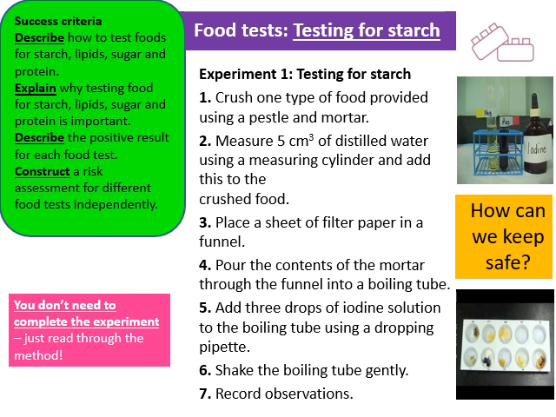Now we know why it's important that we are able to test for different nutrients in food, we need to start looking at some of the different food tests we can do. Now it's important that you do not need to do any of these experiments, you just need to read through the method, understand how it works, and think about how we can keep safe, because that's going to help you complete your risk assessments to submit to your teacher. Okay, so the first test we're looking at is a test for starch.